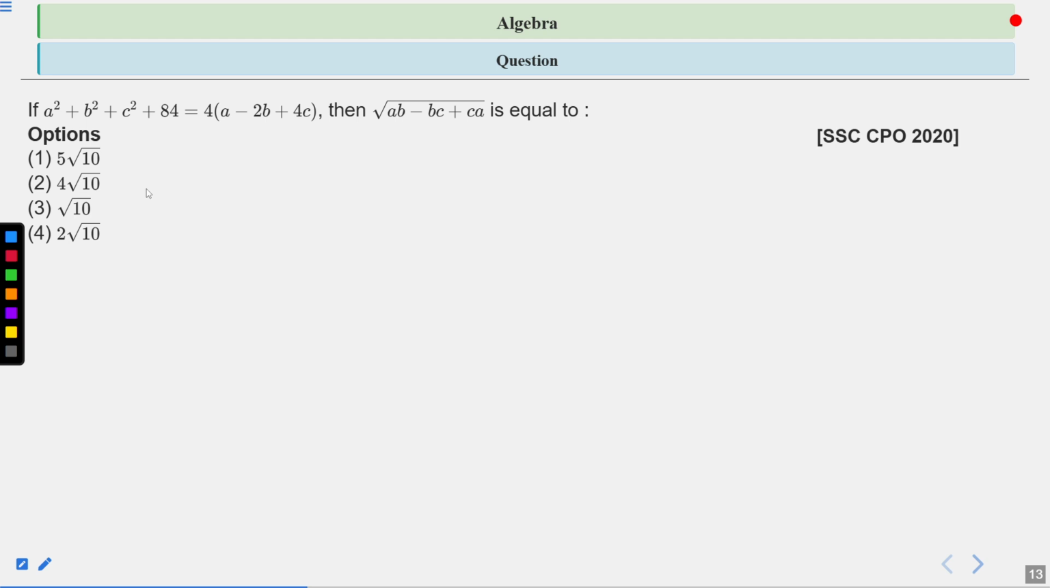If a square plus b square plus c square plus 84 equals 4 times (a minus 2b plus 4c), then we need to calculate the square root of (ab minus bc plus ca). This question was asked in the SSC CPO exam in 2020. There are 4 options for this question. First one is 5 root 10, second is 4 root 10, third one is root 10, and fourth one is 2 root 10. Now you have 10 seconds to analyze the question. Your time starts now.